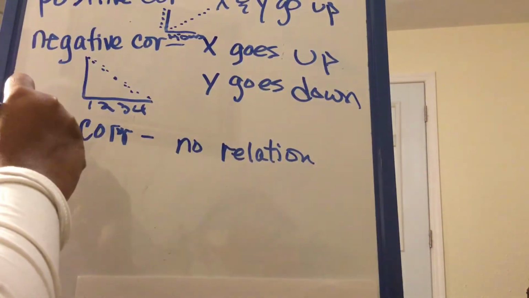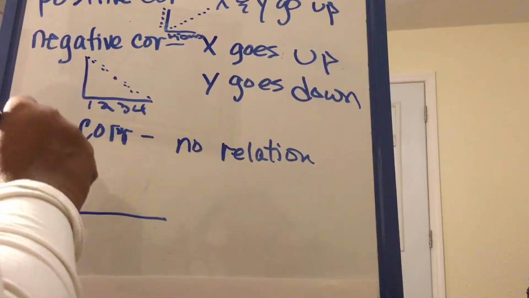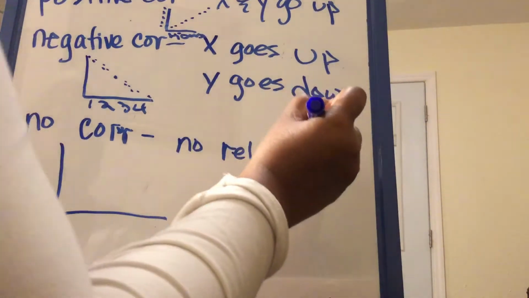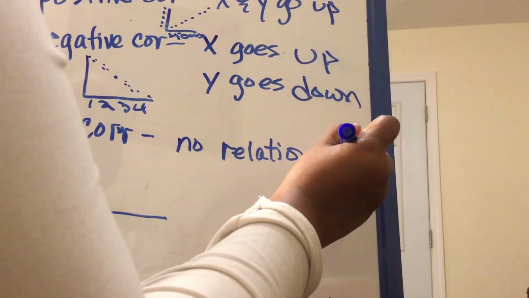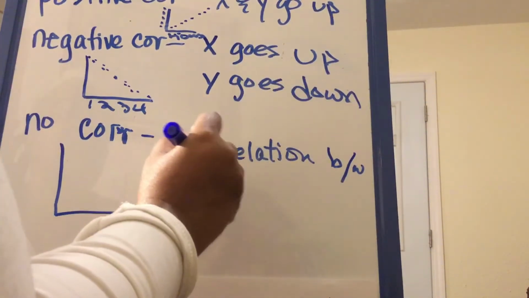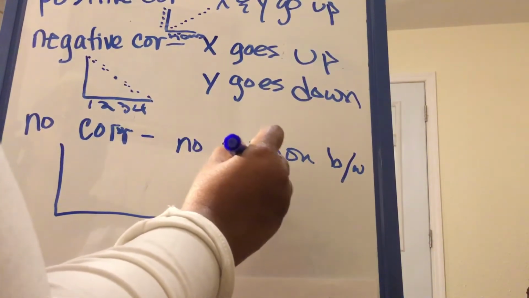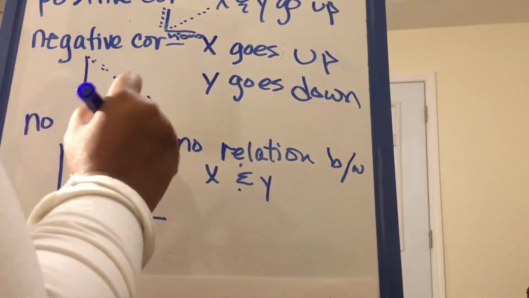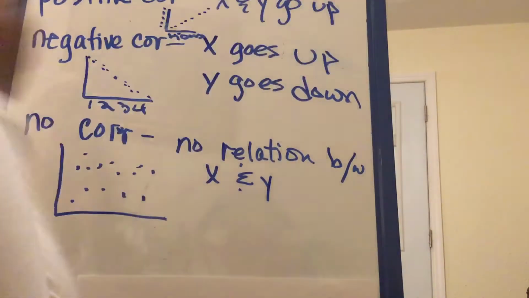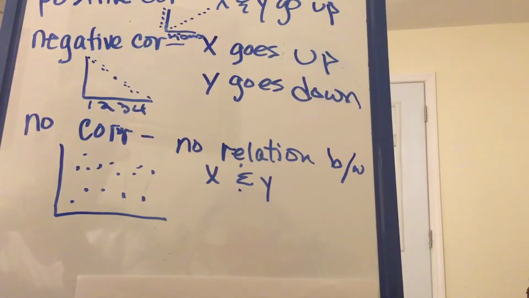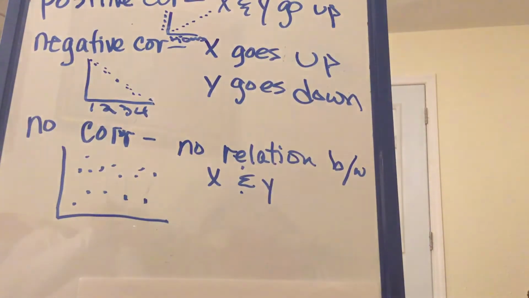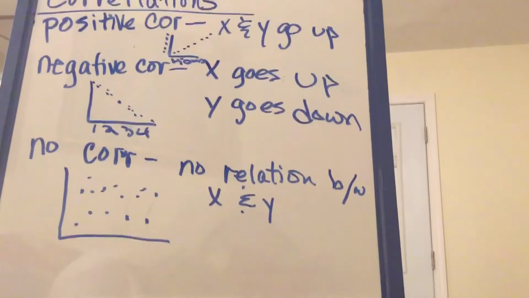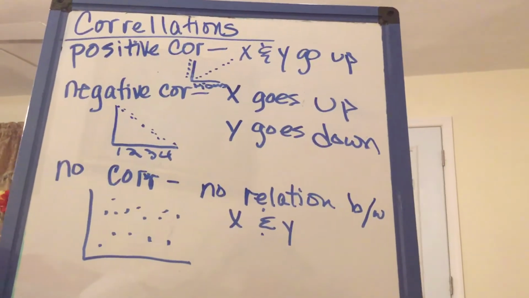Okay, so for no correlation, there's no relationship between x and y. So your graph kind of looks like this. You got your points all over the place. That's what you can say about correlations.